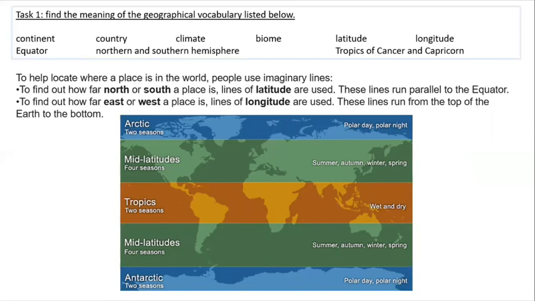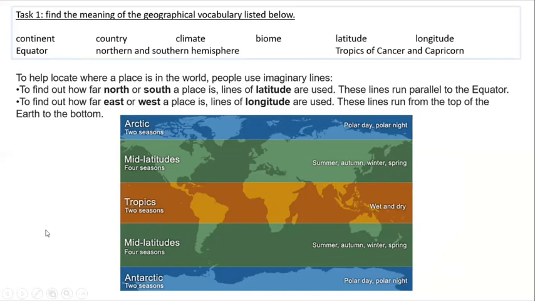Okay, now the other two directions that we haven't got yet are east, anything over this way, or west, anything over this way. And instead of those lines running parallel to the equator, they are vertical lines, and they're called longitude. So they run from the top to the bottom of the Earth. So they can help us know if it's a longitude line that's very far east, or if it's a longitude line that's very far west.